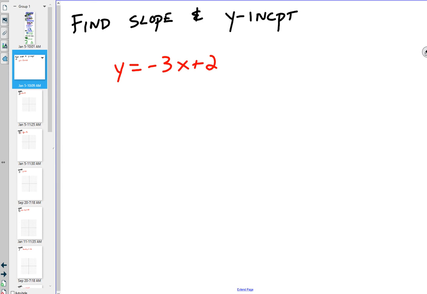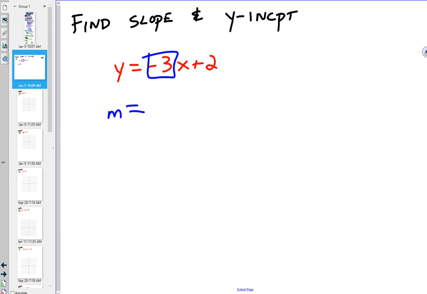First example, no graphing, just identifying. Okay, well, what form is this in? How do we know it's slope-intercept? Y is by itself and no parentheses. Good. So we should know that in front of the x is the slope, which we call m.